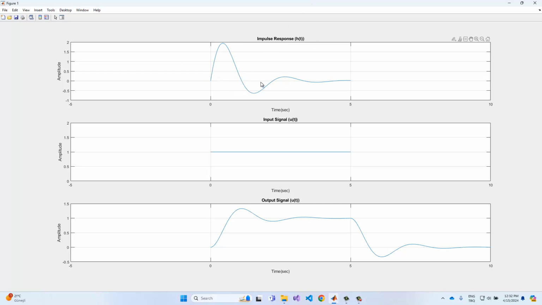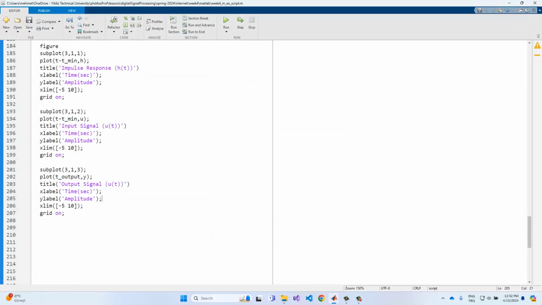Where is it coming from? It's directly coming from the Dirac delta function, which is applied on the Laplace transformation of the mass spring damper system. Okay, that's all.